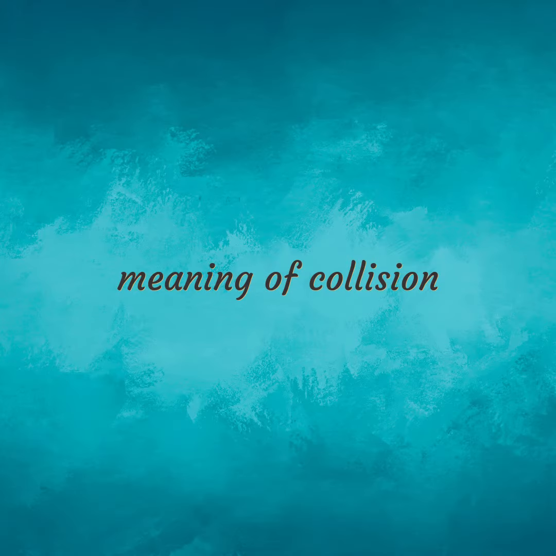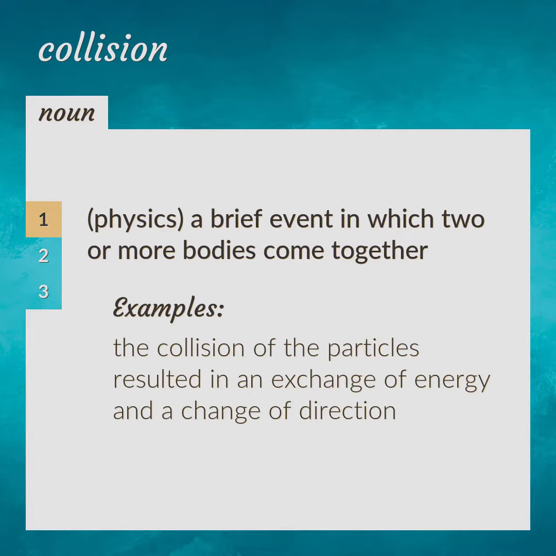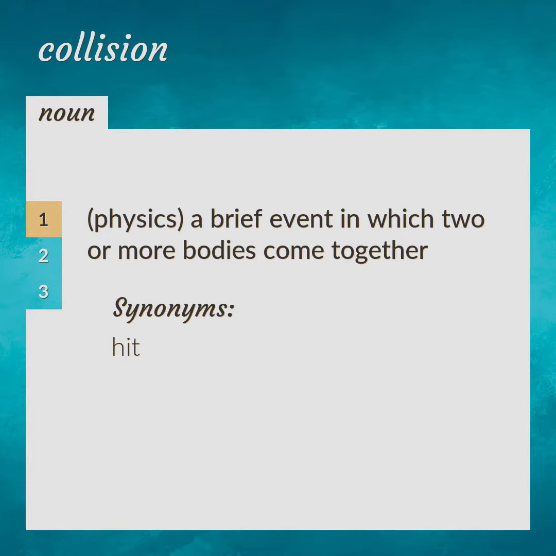Meaning of collision. Physics. A brief event in which two or more bodies come together. The collision of the particles resulted in an exchange of energy and a change of direction. Hit.